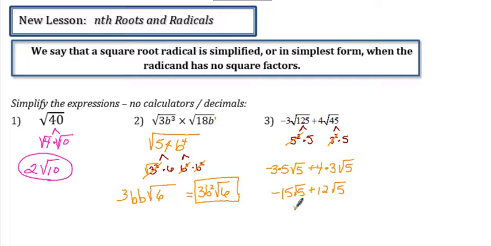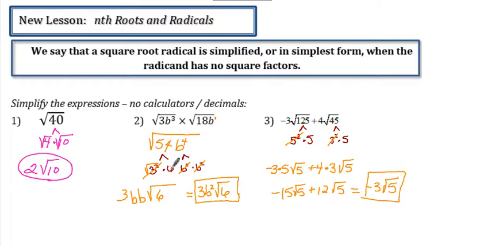Now, these are like terms. I can combine these. There are negative 15 square roots of 5 and positive 12 square roots of 5. Since these are exactly the same, I can combine them. If I have negative 15 of them plus 12 of them, I have negative 3 square roots of 5.